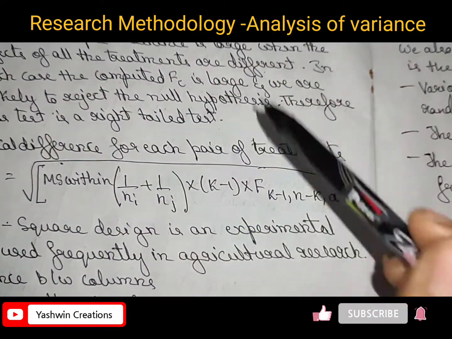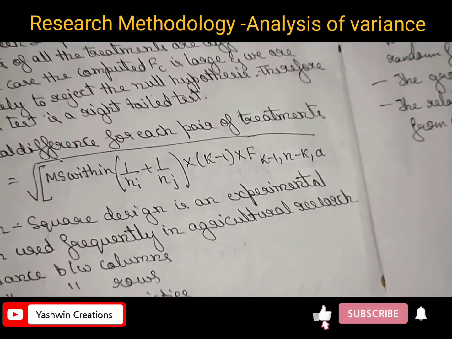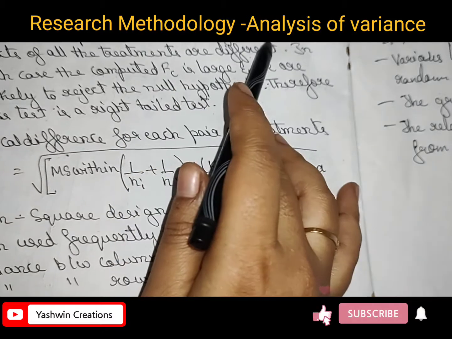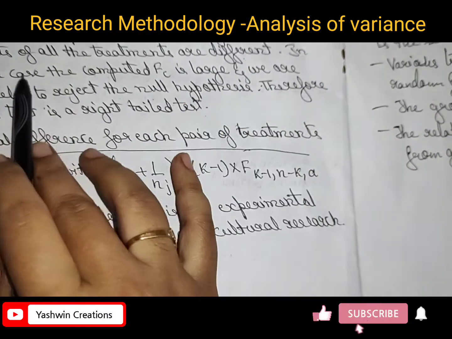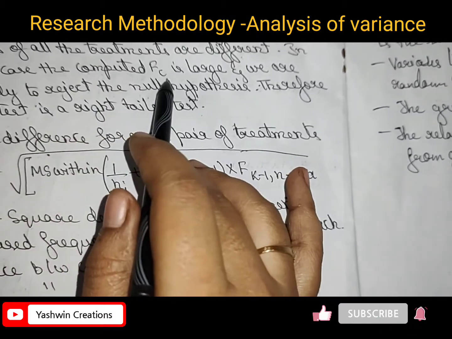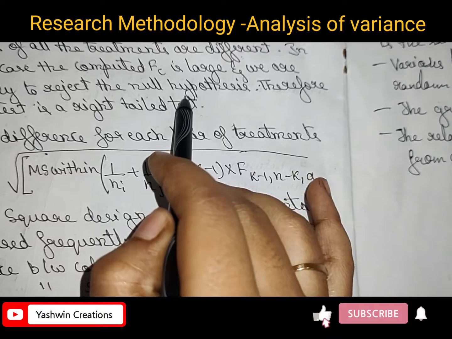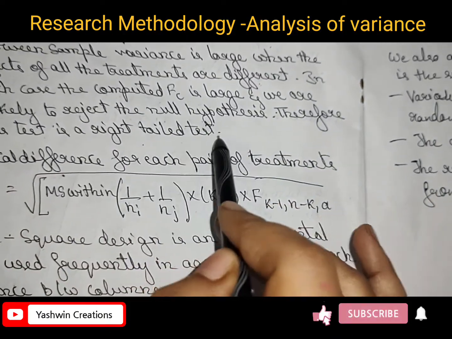This is important. If they ask in an MCQ question, they may ask regarding this. So between sample variance is large when the effects of all the treatments are different. In such case the computed FC is large and we are likely to reject the null hypothesis. Therefore this test is a right-tailed test, okay.